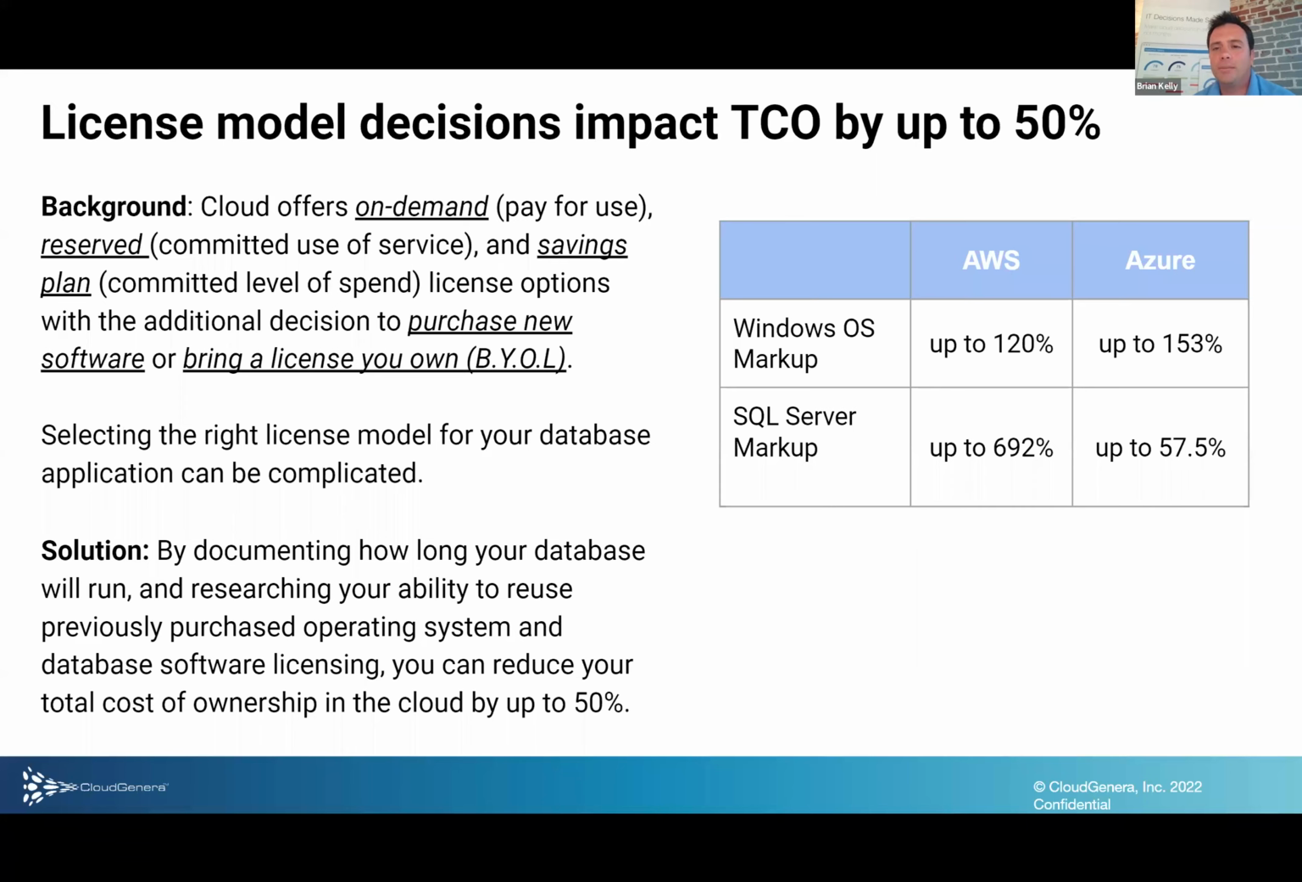Look at SQL Server. SQL Server in Amazon could be up to 692% markup above and beyond the base infrastructure that Amazon offers. Whereas in Azure, 57.5%. This speaks to that macro level trend of what's going on with database workloads in the cloud.